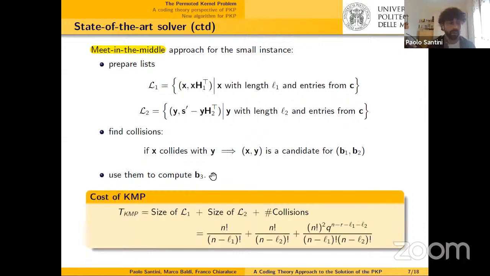The cost of the algorithm has this expression where we sum the sizes of both L1 and L2 together with the number of collisions we produce. Clearly, we have to consider also the number of collisions because every time we find two colliding elements, then we need to test a value for B3.